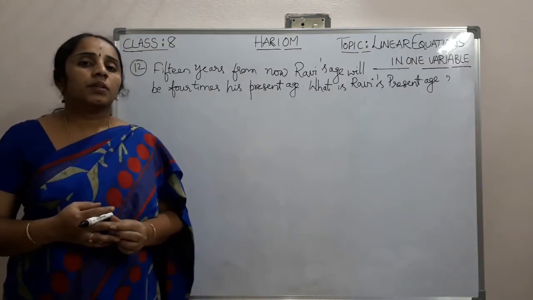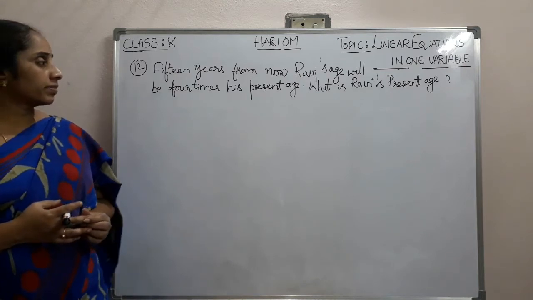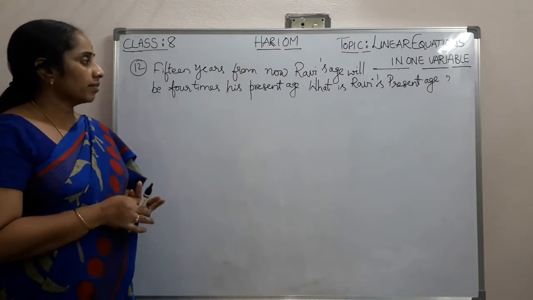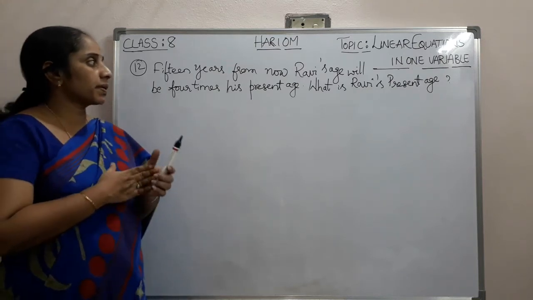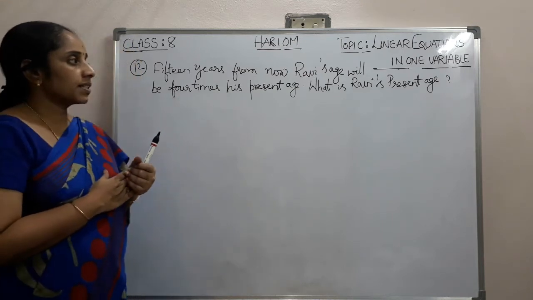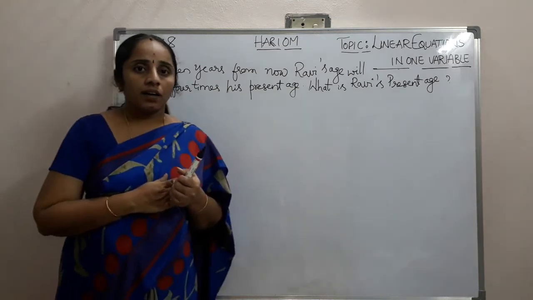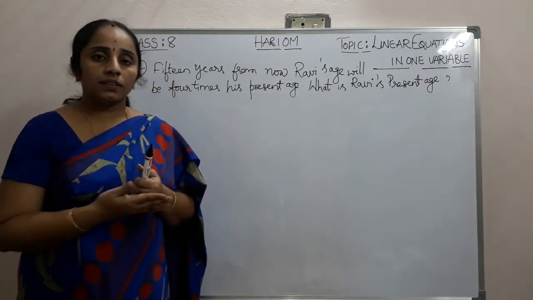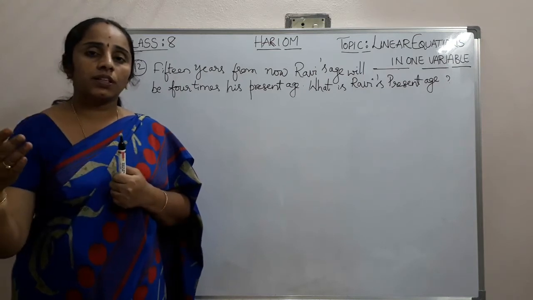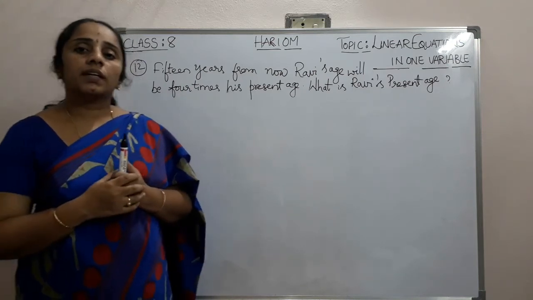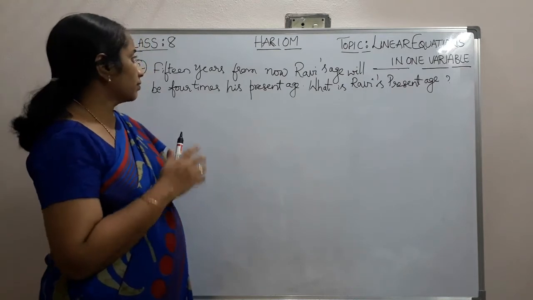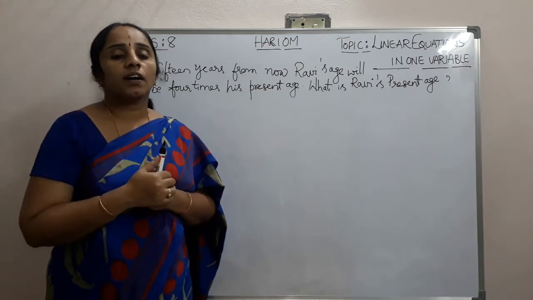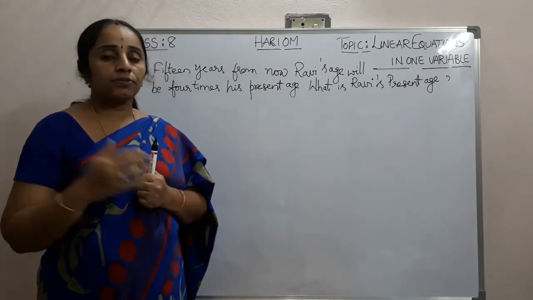Here in this problem they have given: 15 years from now, Ravi's age will be 4 times his present age. What is Ravi's present age? As I said in our earlier class, if your present age is 13, after 4 years it is 13 plus 4, 17. In the same way, if your present age is 13, 15 years after that is 13 plus 15.